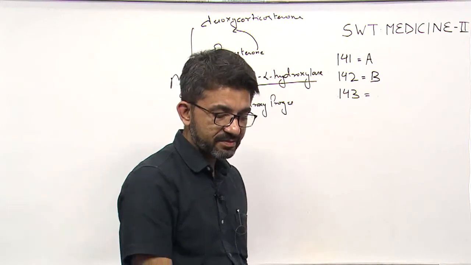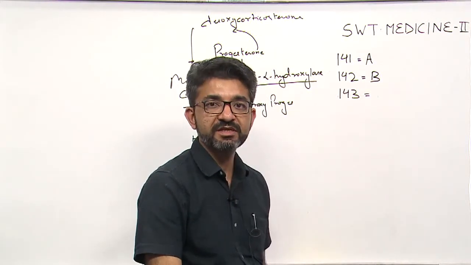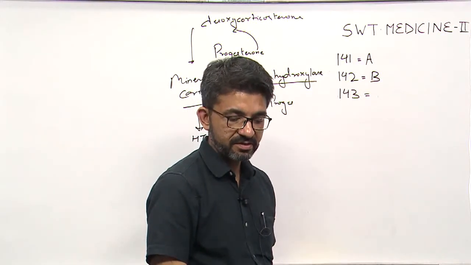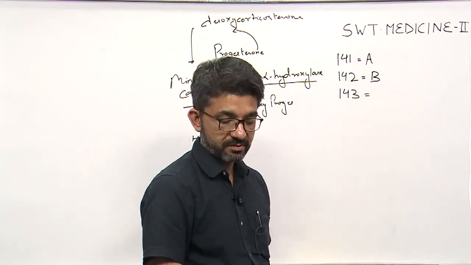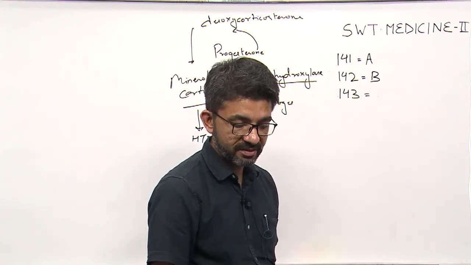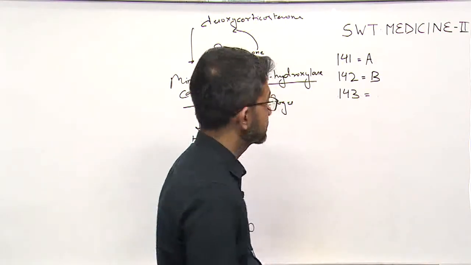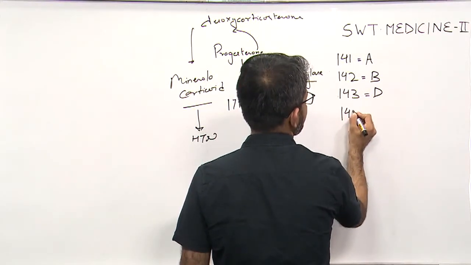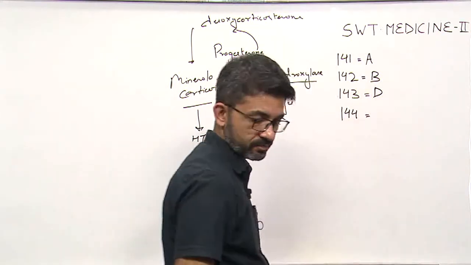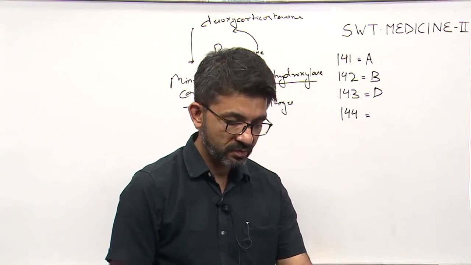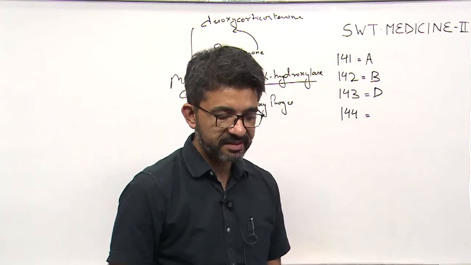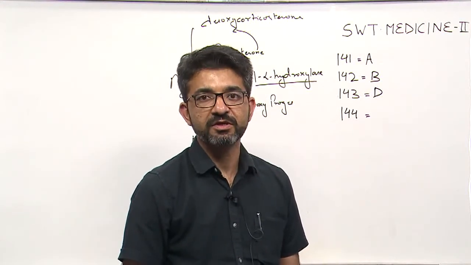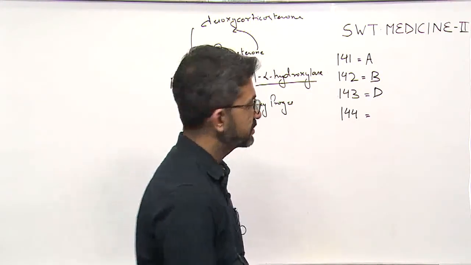See, the symptoms described in question number 143 are classical of celiac disease. So, the celiac disease diagnosis is by anti-endomysial antibodies. Answer is D. 144. See, King's criteria, it uses prothrombin time and it is a marker of acute liver failure. So, answer is C.